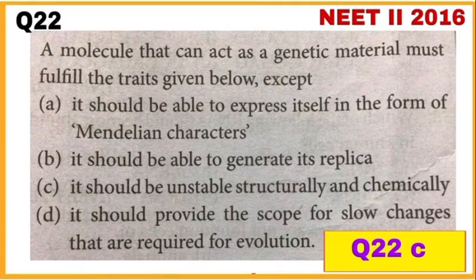C, it should be unstable structurally and chemically. No, this is not correct. The molecule that can act as genetic material should be stable structurally as well as chemically. Now come to D. It should provide the scope for slow changes that are required for evolution. This is also a correct trait for a molecule which acts as a genetic material. So, answer is C. Mark C as a correct answer for the given question.